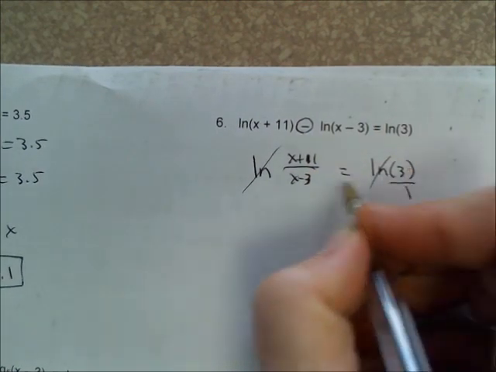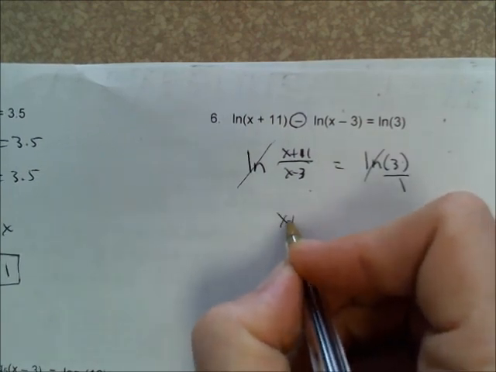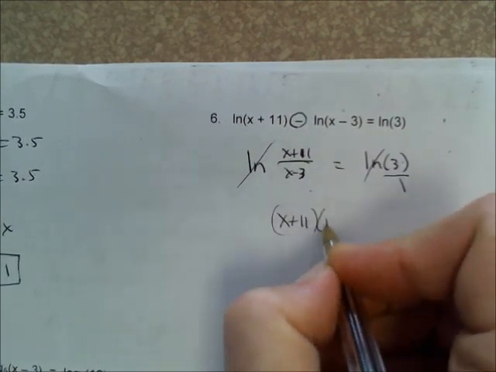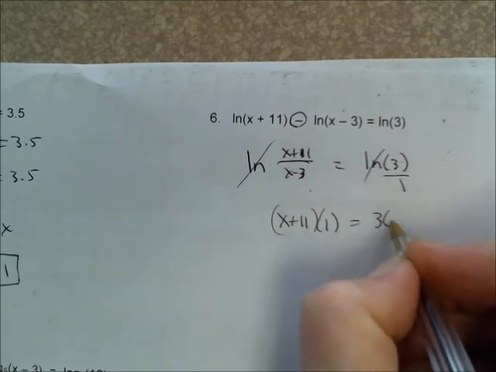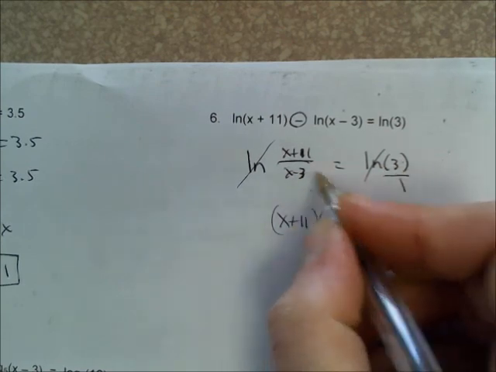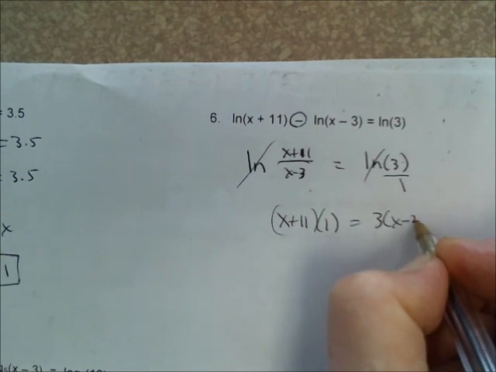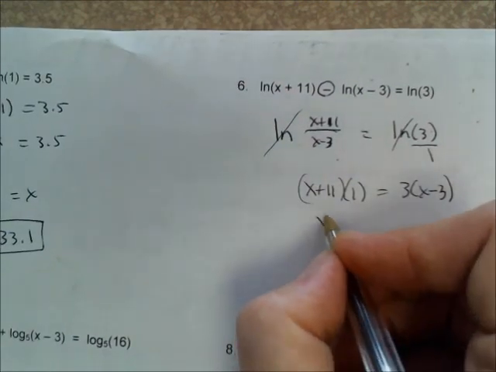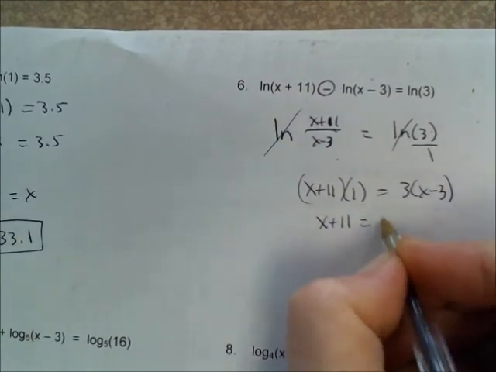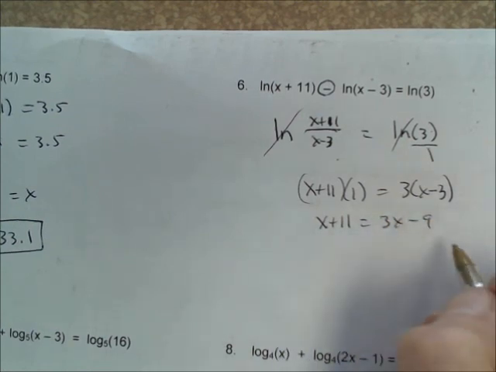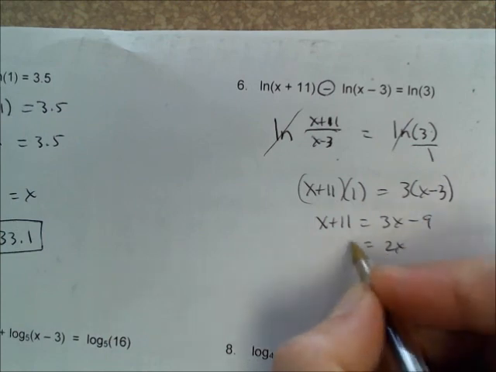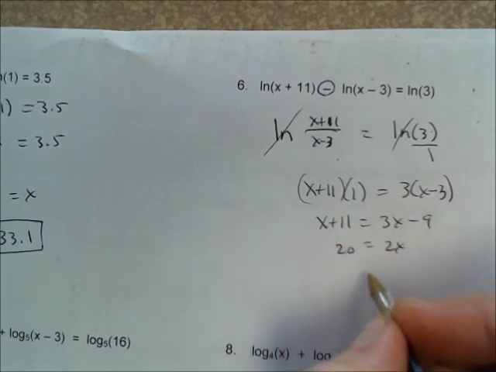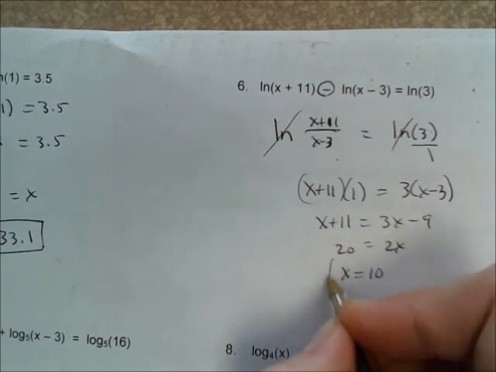Well, we can cross multiply. X plus 11 times 1 equals x minus 3 times 3. So this says x plus 11 is equal to 3x minus 9. Subtract x from both sides and you get 2x. Add 9 to both sides and you get 20. It looks like x is equal to 10.